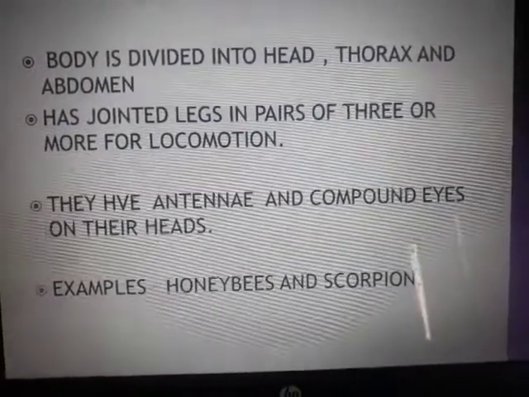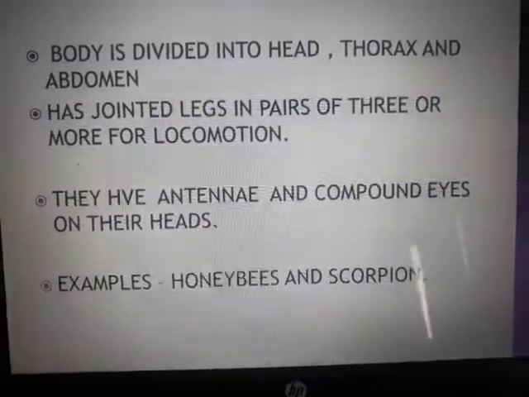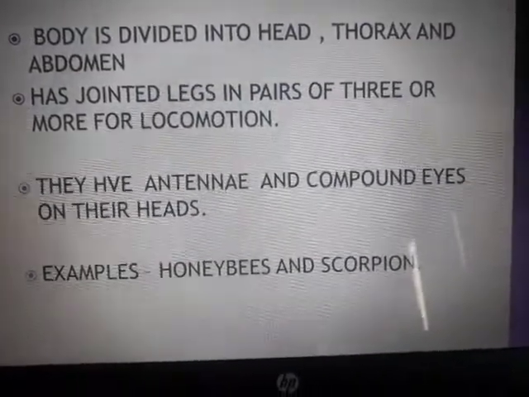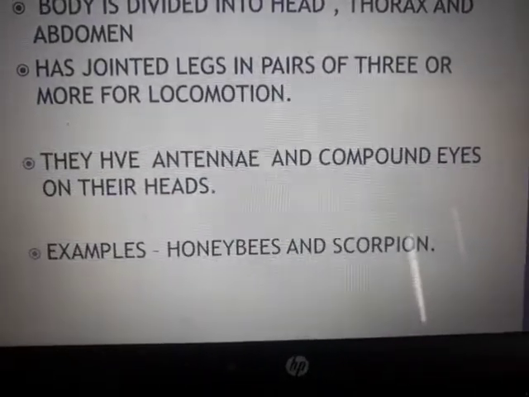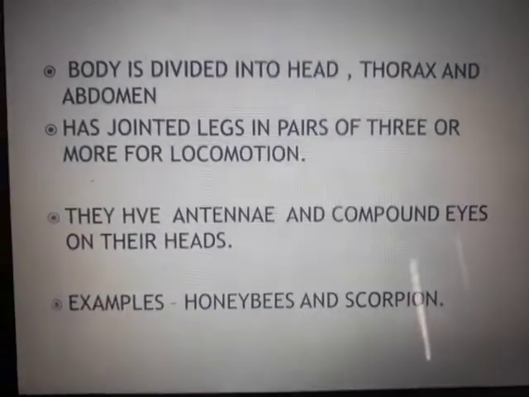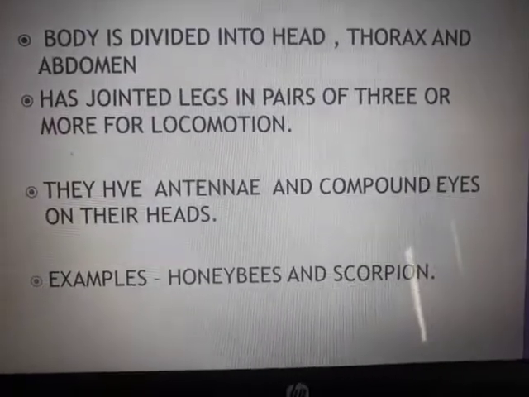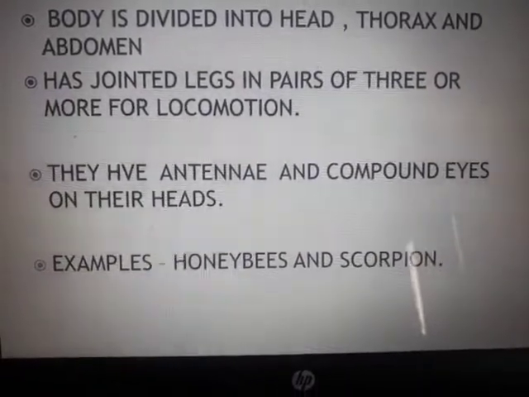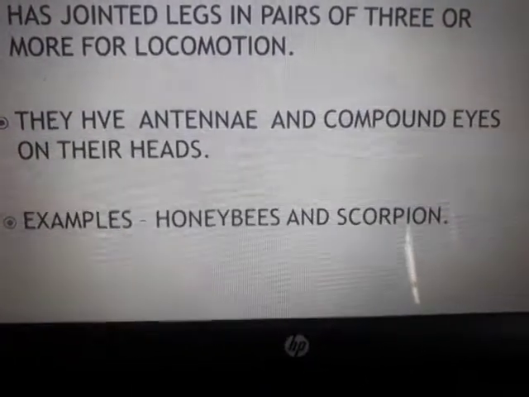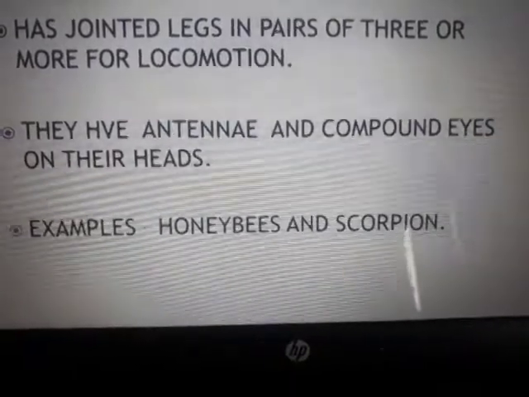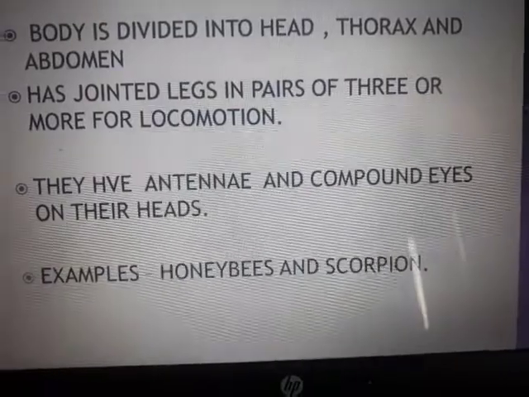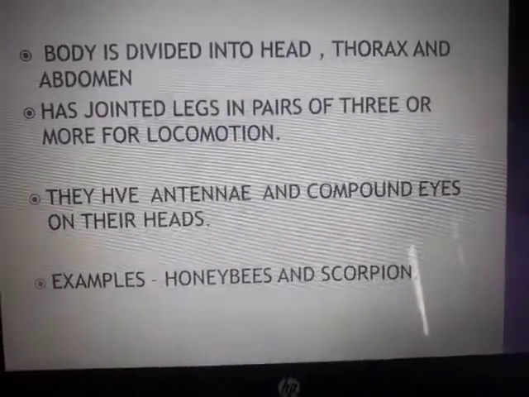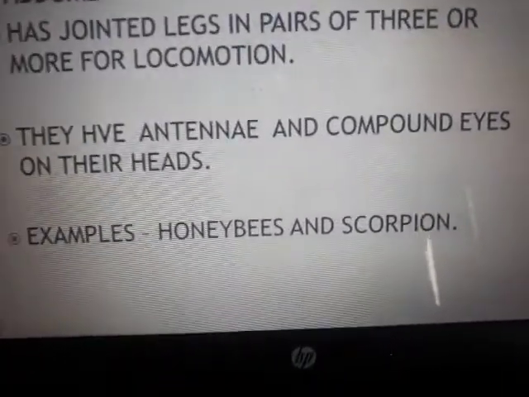Body is divided into head, thorax, and abdomen, 3 parts. They have jointed legs in pairs of 3 or 4 or maybe more, okay, to locomote. They have antennae and compound eyes on their heads. Going by these features itself, you can make out what category can fall under this. Examples are honeybees and scorpion. These are just examples. There are many. Remember, 80% of the animal kingdom belongs to these.